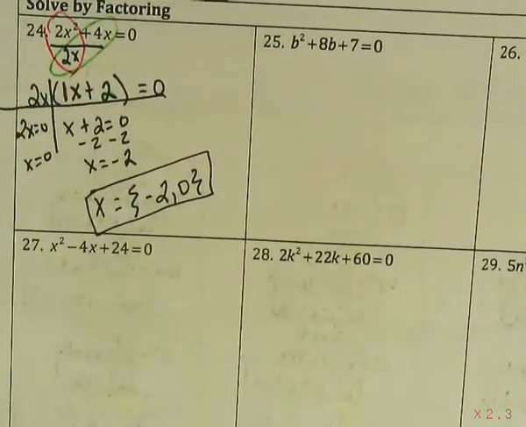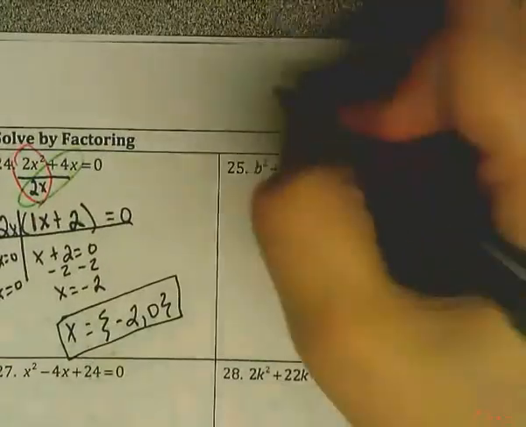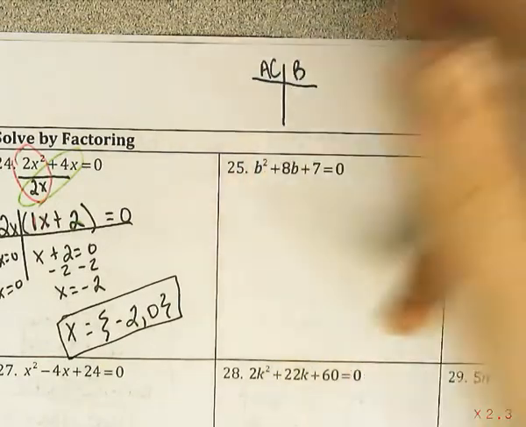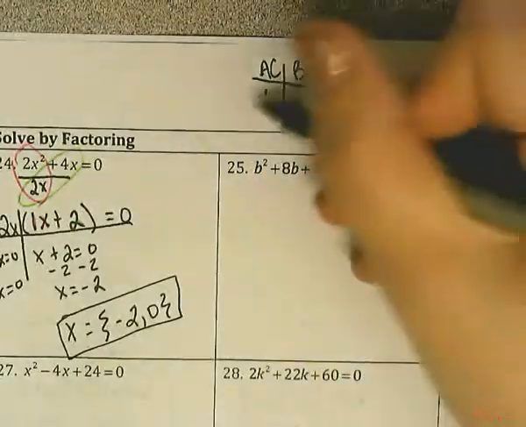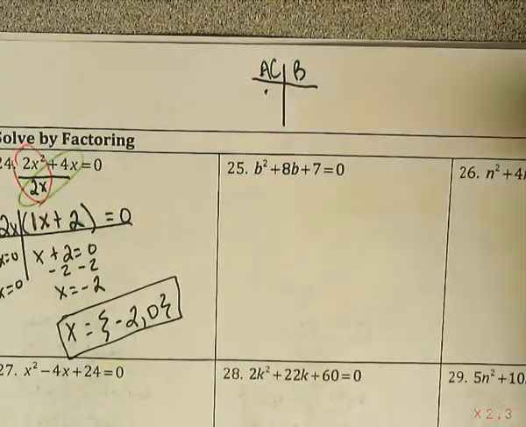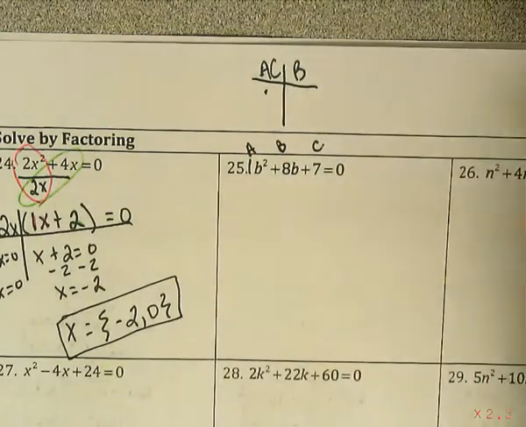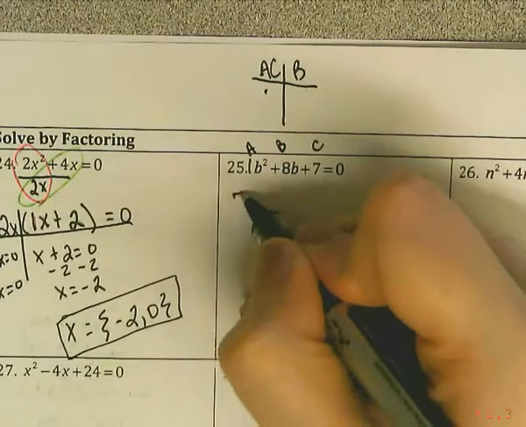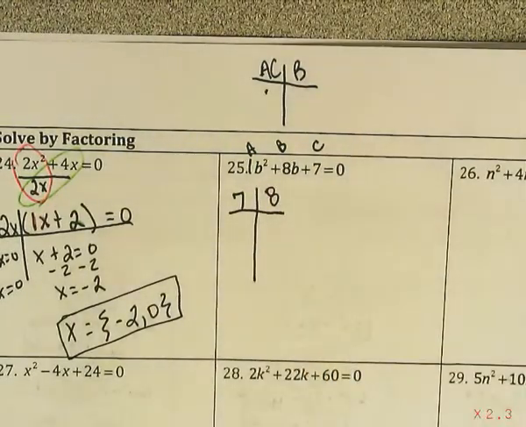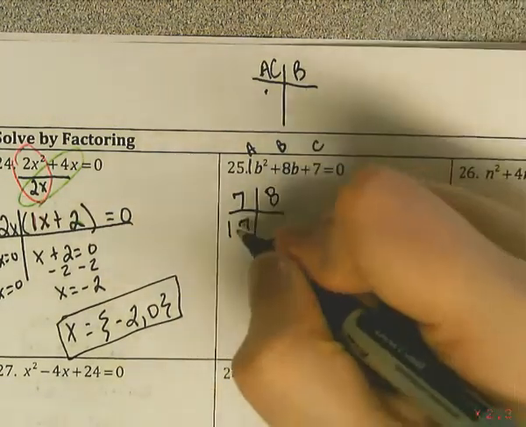25, there's three terms. Now we've got to factor. We're making that ACB chart. Remember we said we have this A times C of B right here. Multiply A times C and it needs to add up to give you B. So here, there's a 1A, B, C. So A times C is 1 times 7. And B is 8. Two numbers to multiply to give you 7 and add up to give you 8. Well, 1 times 7, 1 plus 7 is 8.